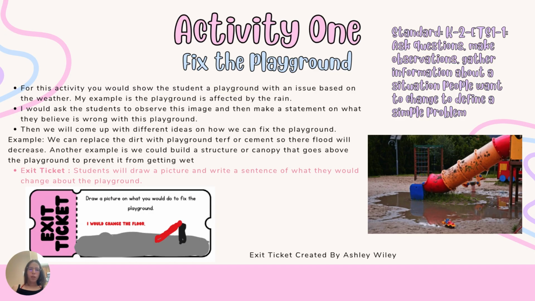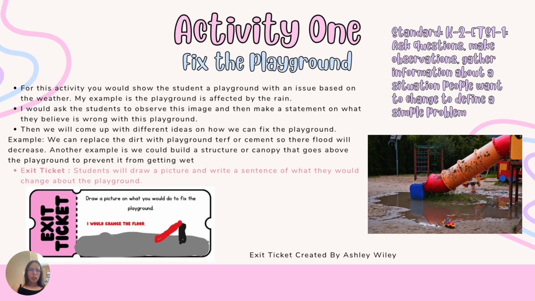And then we will come up with different ideas on how we can fix this problem. For example, we can replace the dirt on the playground with playground turf, right? Or you could change it to cement, so the flooding will be limited. Or another possibility is you can build a canopy or a structure above the playground so the water would be prevented from getting onto the playground.